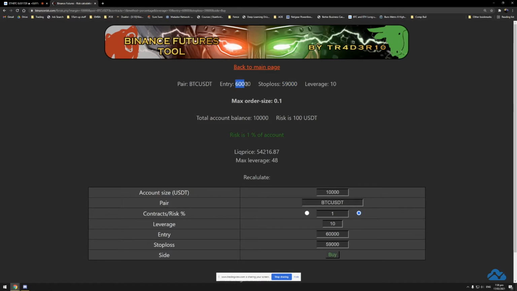And so if it went the other way and I screwed it up, I got it wrong, and my stop loss hit, I only lose $100. I'm risking $100. And that's how you calculate risk. That's something you should do for every trade.